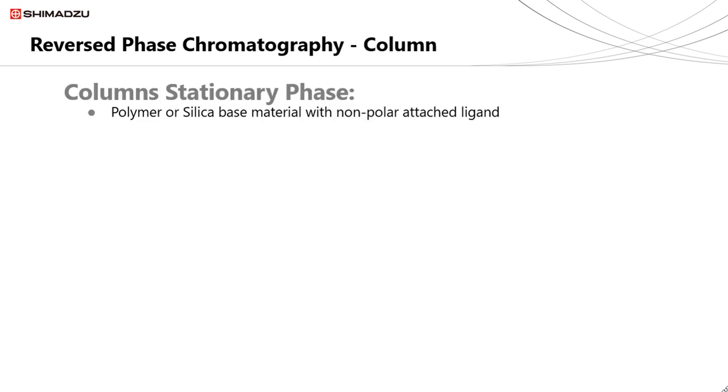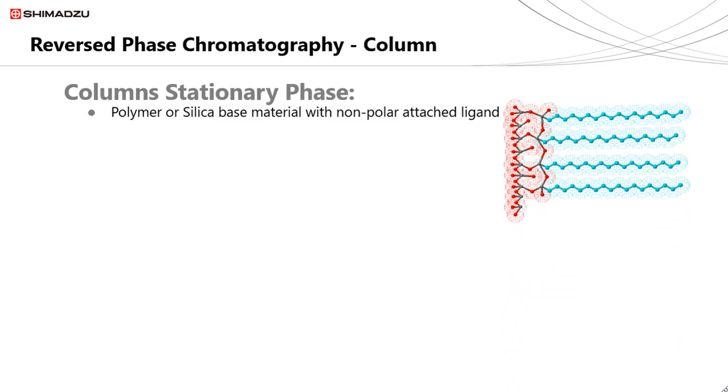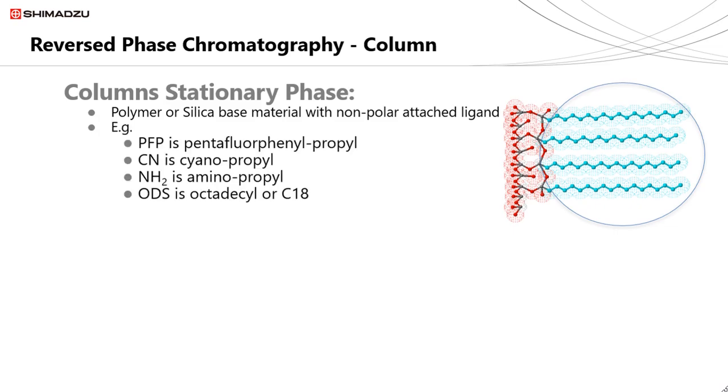Our final type of chromatography we will look at is reversed phase. This is probably the most commonly used form of liquid chromatography separation. This type utilises a non-polar stationary phase and a polar mobile phase, the opposite of our normal phase example. Ligands attached to the silica base can vary, such as PFP, aminyl propyl, but most commonly is C18 or ODS.